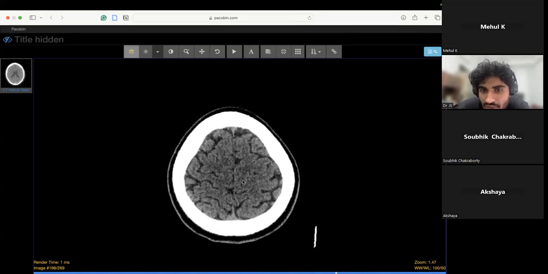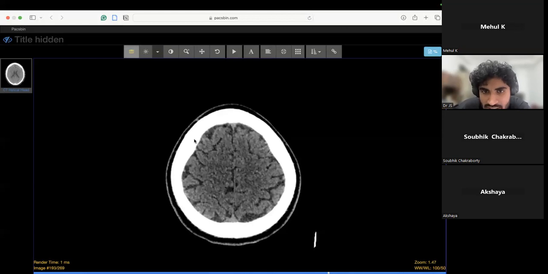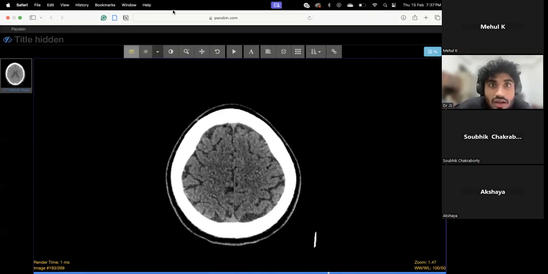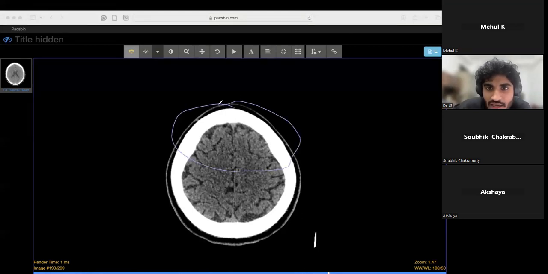Then after that, we'll just scroll down. This is the high frontal, and this part is the high parietal. One minute, I'll just draw on this so that you can see. This part is the high frontal, and this part is the high parietal.